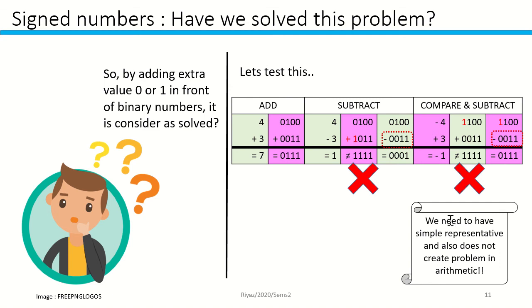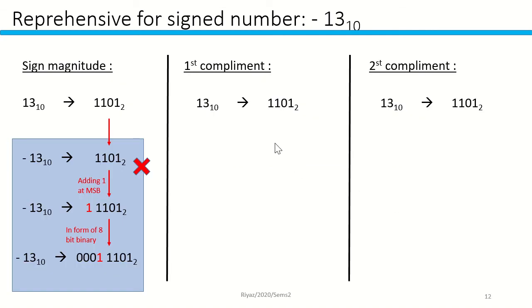So this is how we're going to do it. Let's say we have minus 13 in decimal. In sign magnitude, we have only negative 13. So positive 13 is supposed to be 1101 to the base of 2.